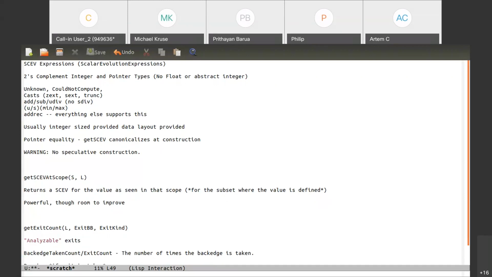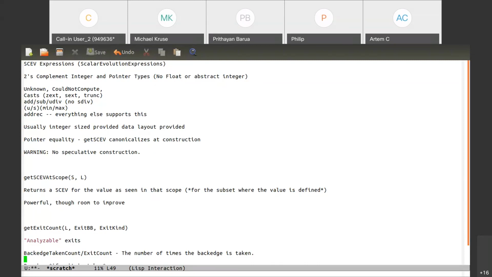Then we have the standard cast. We have a very limited set of arithmetic operations. We have add, we have sub, and we have unsigned divide. Note that there is no signed divide. And then we have the min-max expressions of both signed and unsigned varieties, and we have addrex.